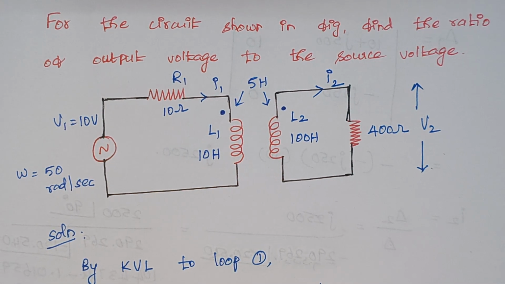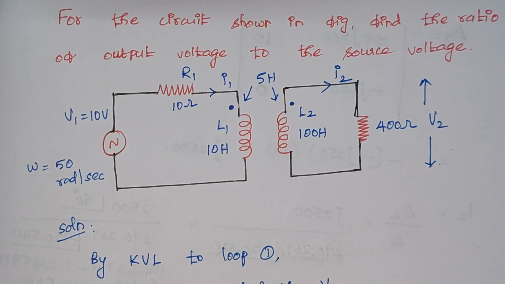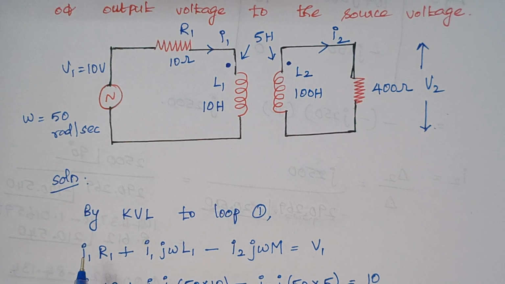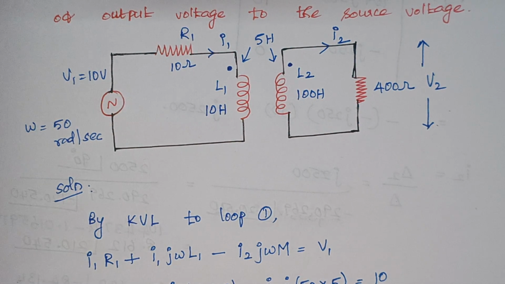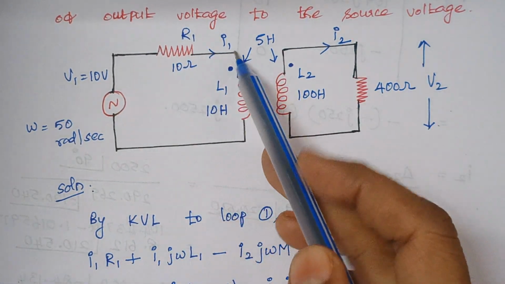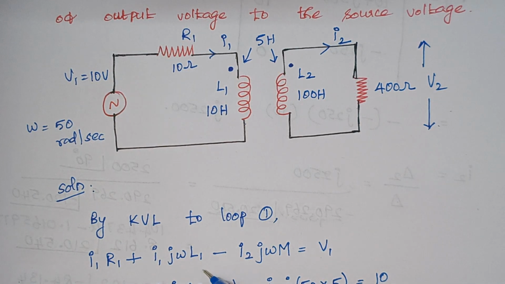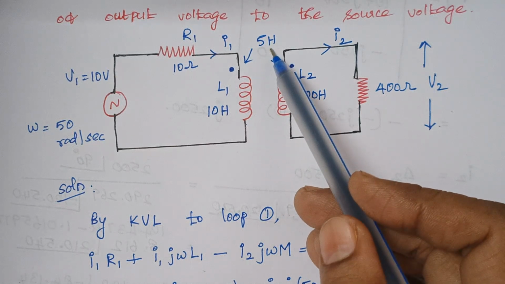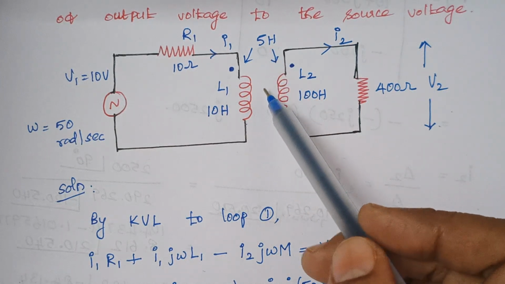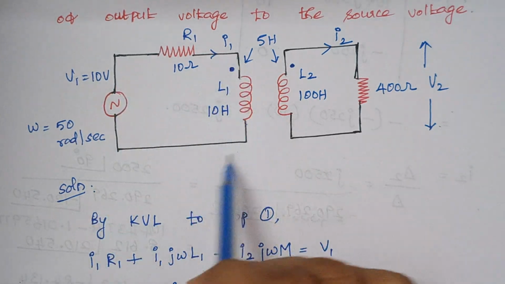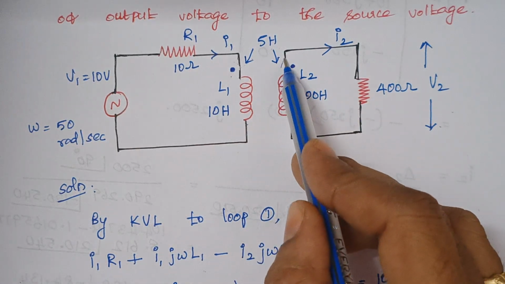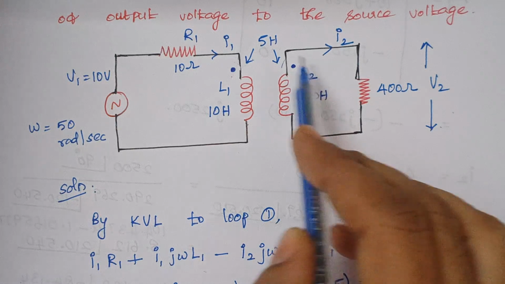So here the first thing is we are applying KVL to both the loops, that is to the primary and the secondary. So when you write the expression here, it is I1 into R1 plus I1 into j omega L1, right? And here there is a mutual inductance. Whenever there is a mutual inductance, you have to consider the dots and you have to look at the direction of the current. For this primary loop, current enters at the dot point, whereas in the secondary loop, current leaves at the dotted point. So they are opposite to each other.